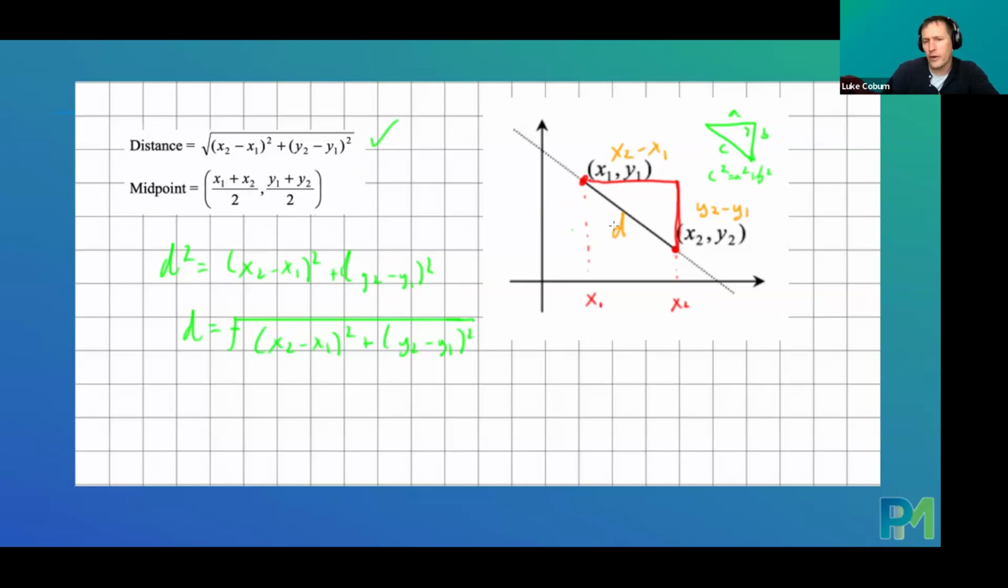If we want to get the midpoint of the line, the midpoint is the midpoint of the x's and the midpoint of the y's. How do we get that? Well, we just average: x1 plus x2 over 2, y1 plus y2 over 2.